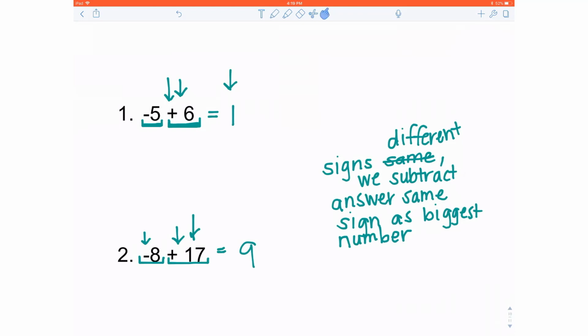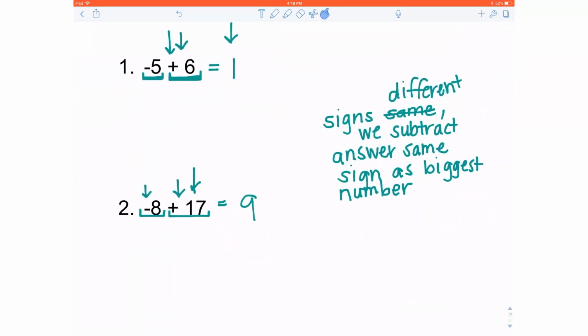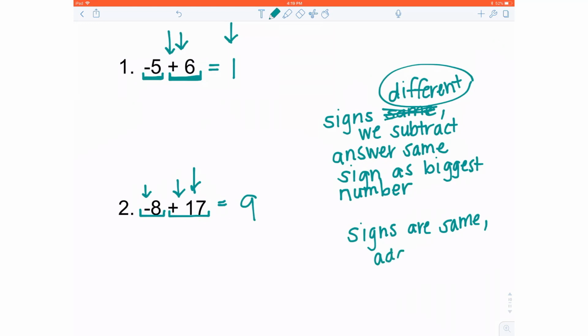Okay? Now, what if the signs are the same? So, this was wrong. We're talking about different signs here. But if the signs are the same, then we add them and keep the same sign. Let's move on.